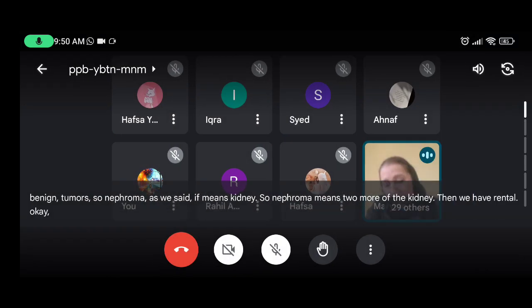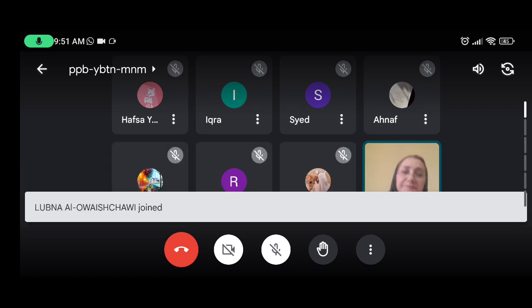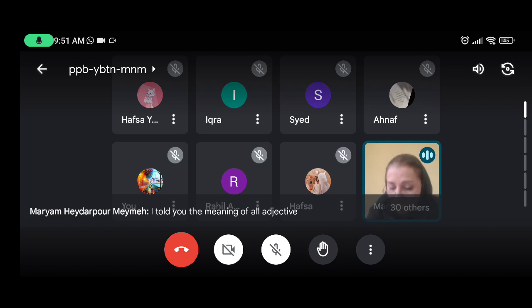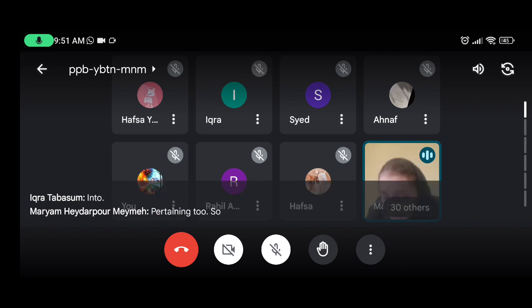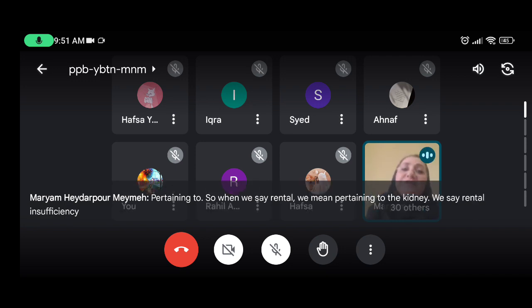Then we have renal. Okay, as you can see, the book itself has analyzed the word into two parts, ren and al. Al is an adjective maker suffix. I told you the meaning of all adjective maker suffixes. What is pertaining to? So when we say renal, we mean pertaining to the kidney. We say renal insufficiency. Insufficiency which is related to the kidney. Okay?